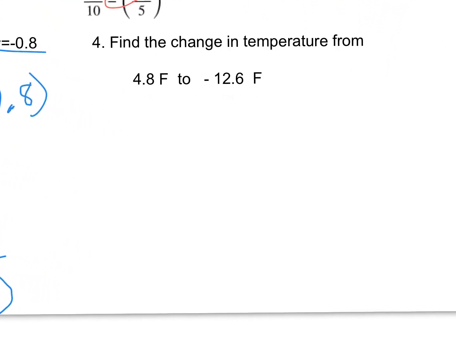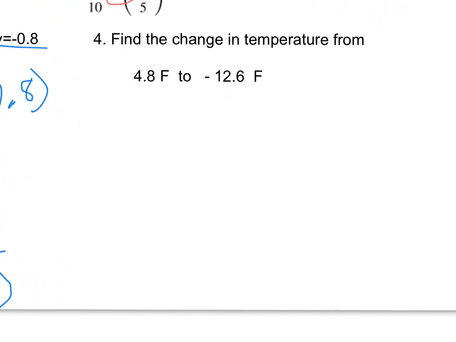All right, another change in temperature. So that's the increase, decrease stuff we just saw in the last slide. Okay, so remember, if it's an increase, we're going to take the large minus the small. If we're dealing with a decrease, it's the small minus the large.